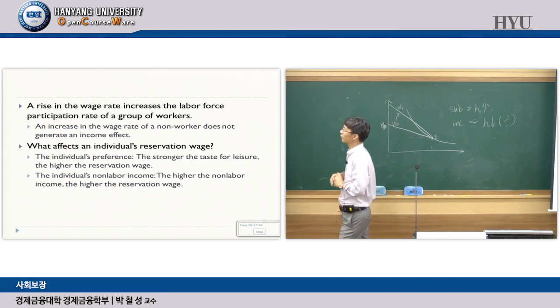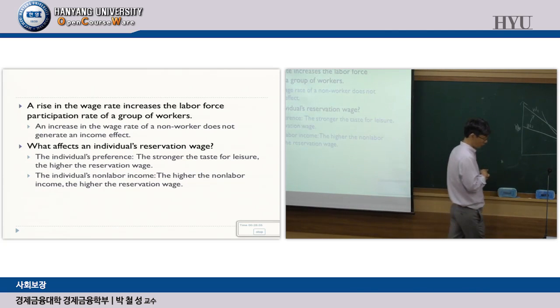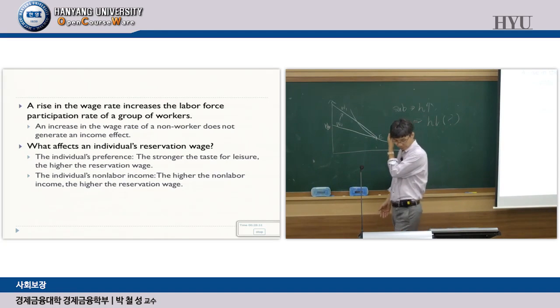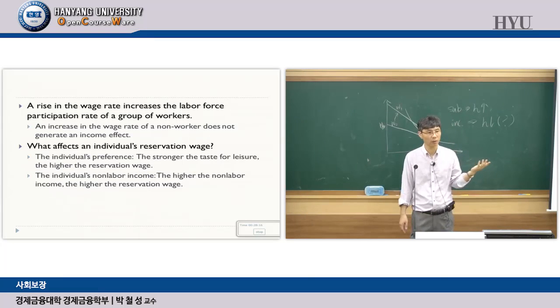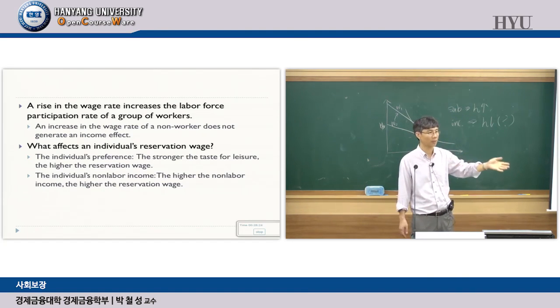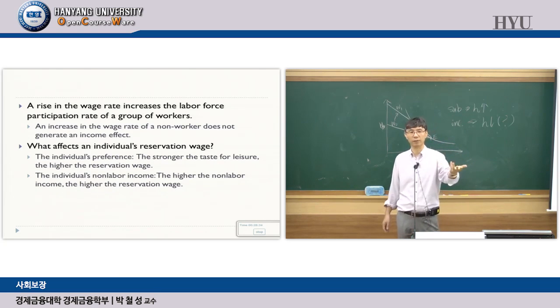So a rise in the wage rate increases the labor force participation rate of a group of workers. So an increase in the wage rate of a non-worker does not generate an income effect. Okay? Only the substitution effect. For example, if you look at the labor force participation rate of women over the past, let's say, 40 years, 50 years, in most countries it has been increasing. In Korea or in any other country, it has been increasing. So more and more women are joining the labor force, compared to, let's say, 50 years ago.